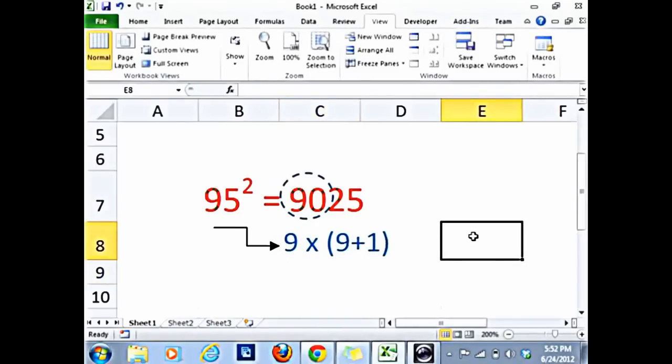So this is a quick way where we can square any number which ends with 5 without using any calculator and in a few seconds.